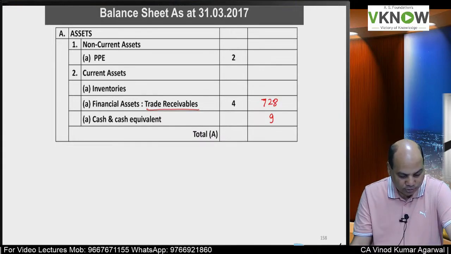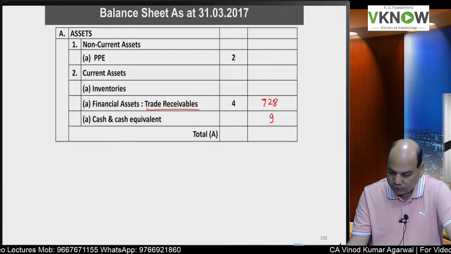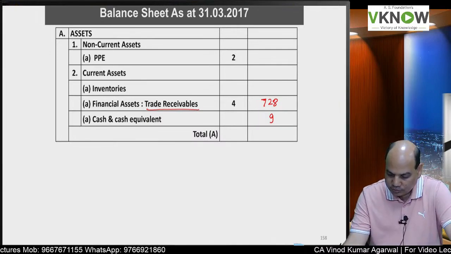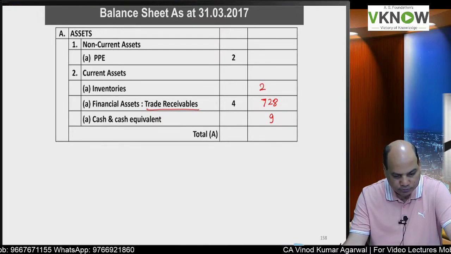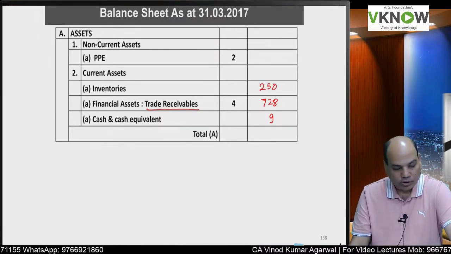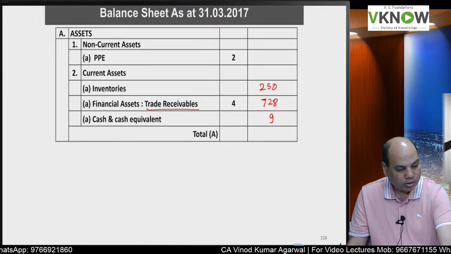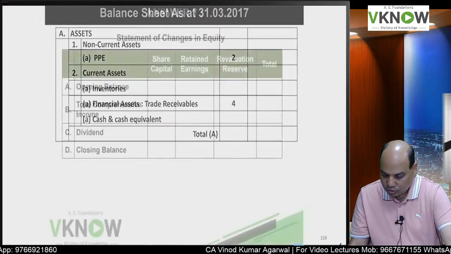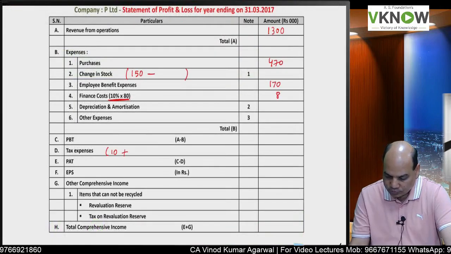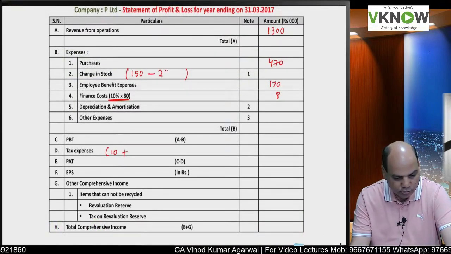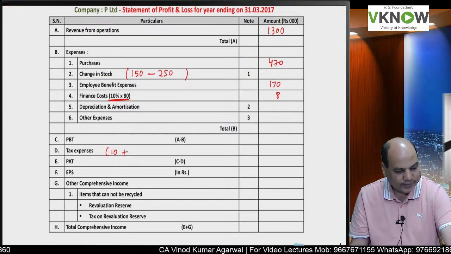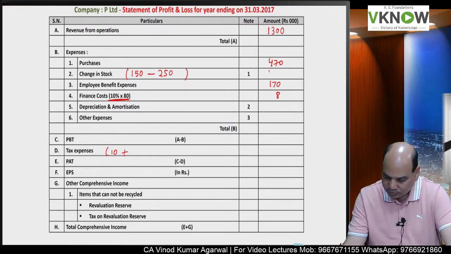Additional information, closing inventory is 250. So one effect in the balance sheet on the screen, asset side, inventory. Can I write 250 here? Balance sheet, one effect, inventory 250. And change in stock also we have to write, 150 minus 250. How much is that? 100.